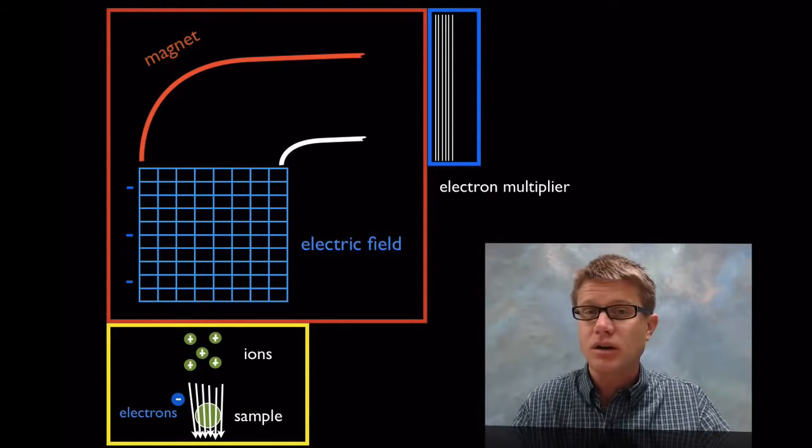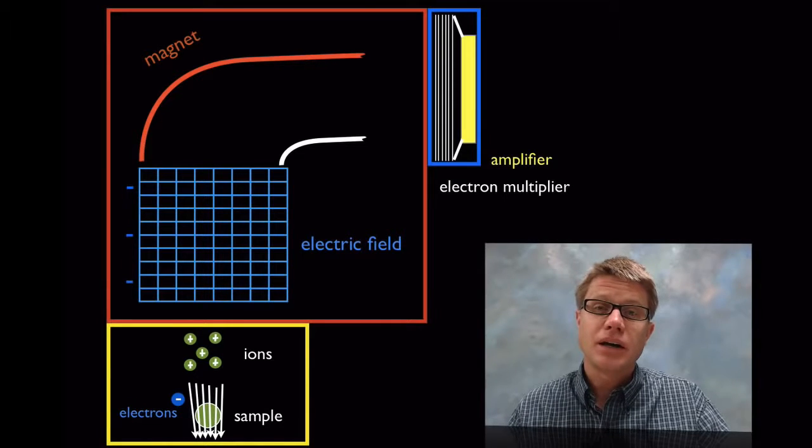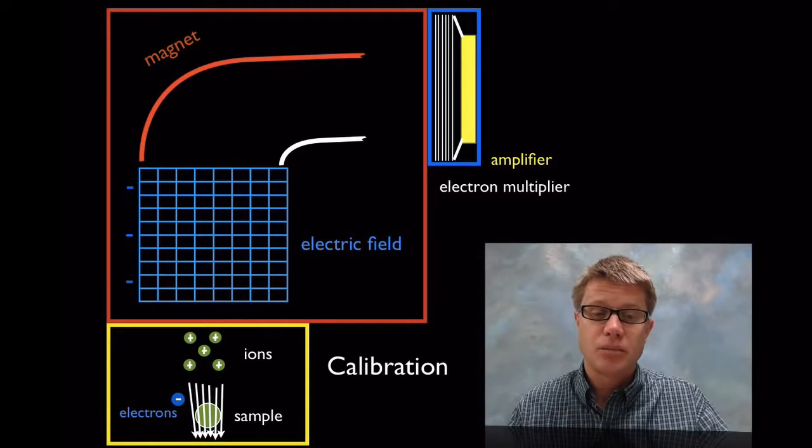And so we can really have a small amount of ions or anything hitting that plate, and we're going to get a signal. Now that signal has to be amplified, but eventually we can send that into a computer and we can look at the spectrum coming from those different masses. And so the first thing you have to do is calibrate the machine.